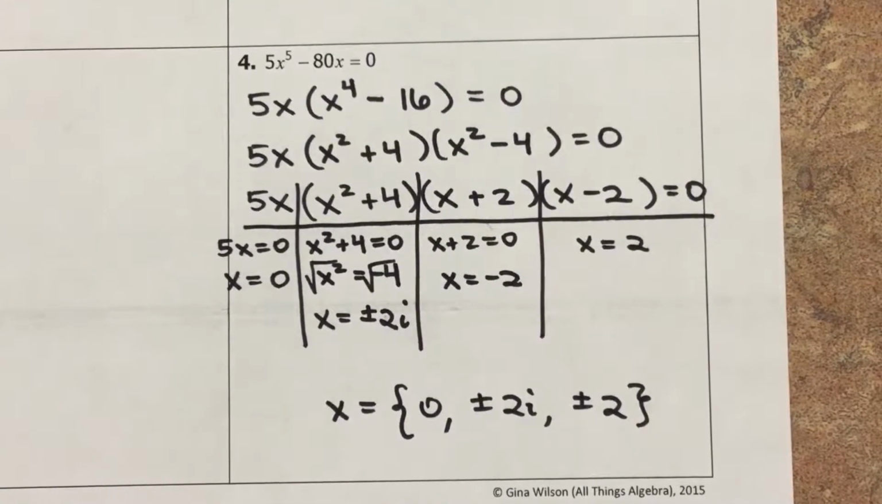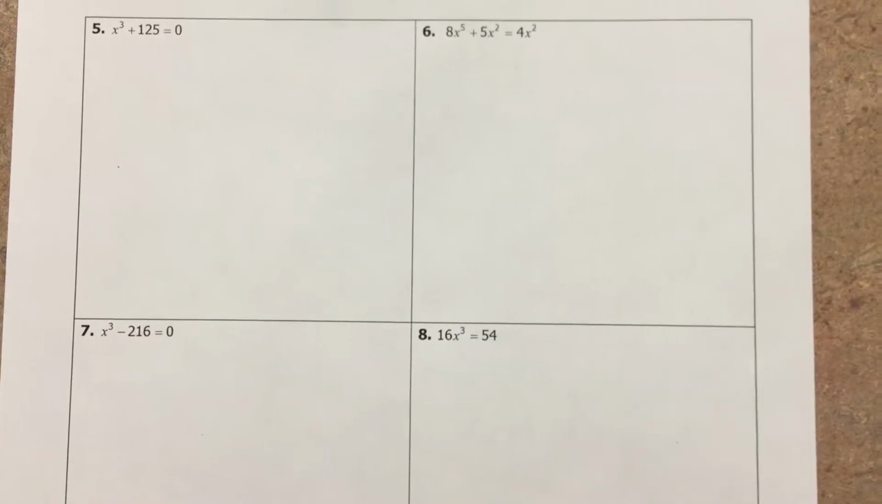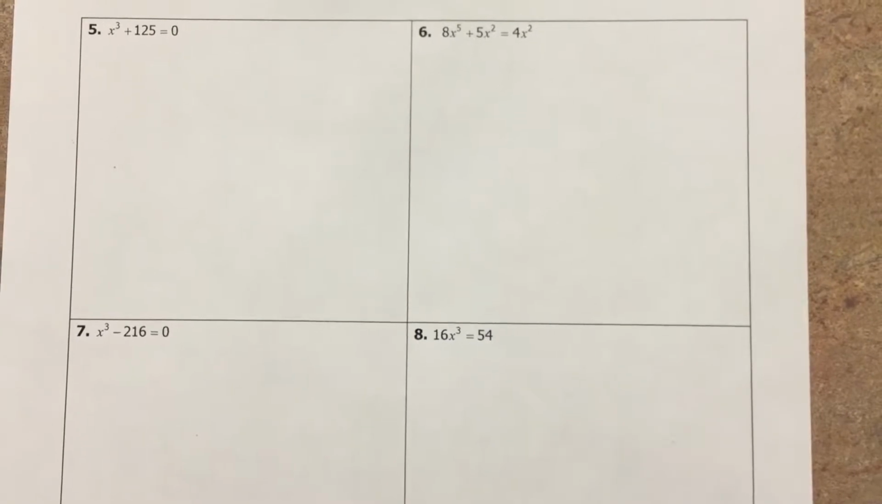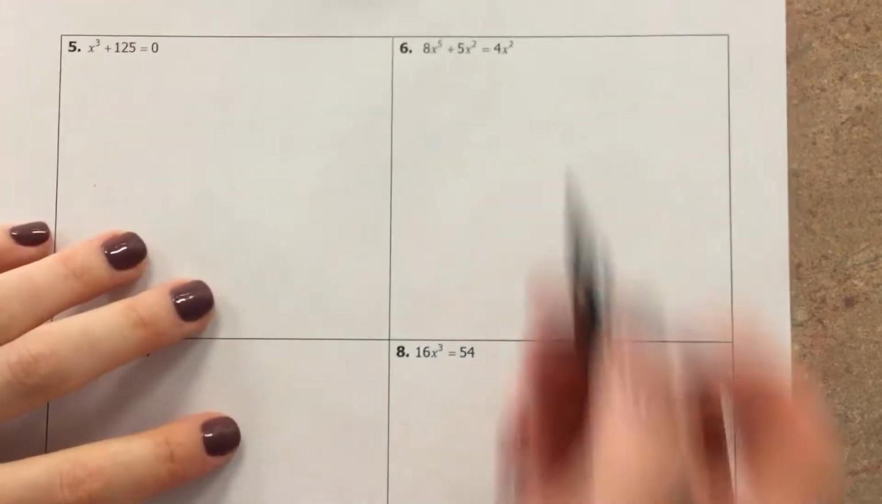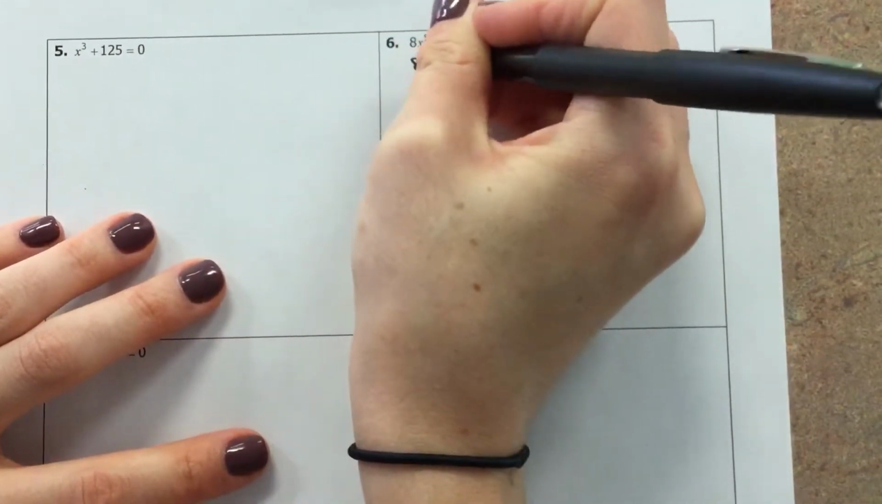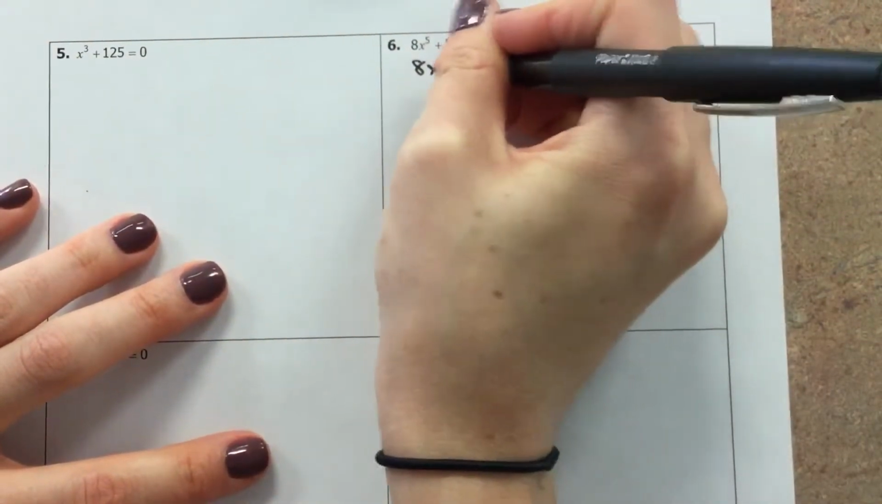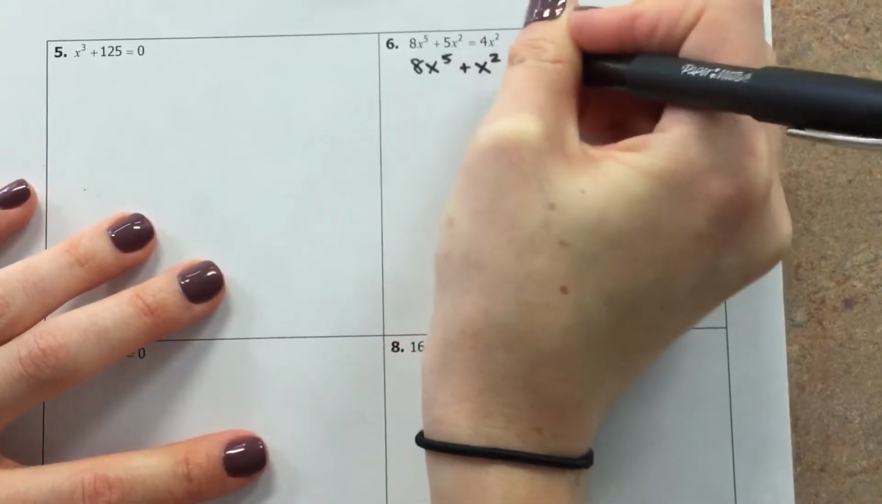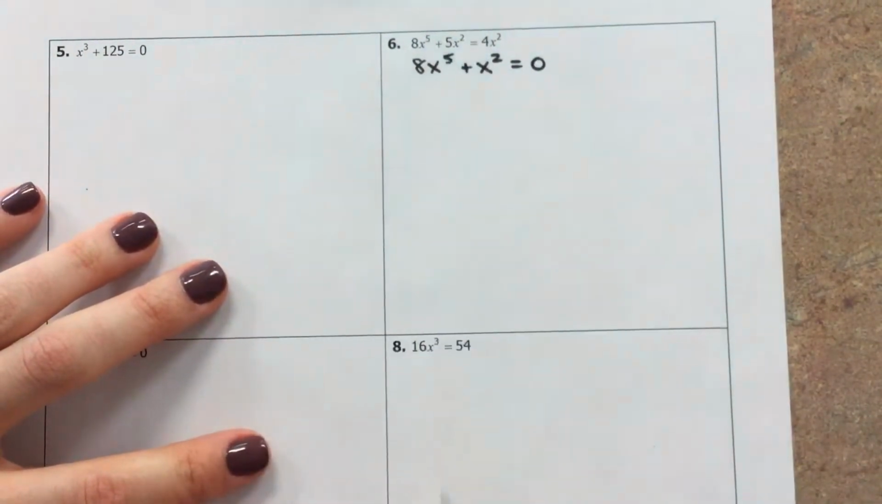We're going to move to the next page. Zoom back out a little bit. All right, so we're going to look at number 6 next. Following that same 3-step process, first step is to move all terms to one side. So I need to subtract that 4x squared. So I have 8x to the 5th. When I subtract 4x squared, this is just an x squared. And that's equal to 0 because I had 5 minus 4.